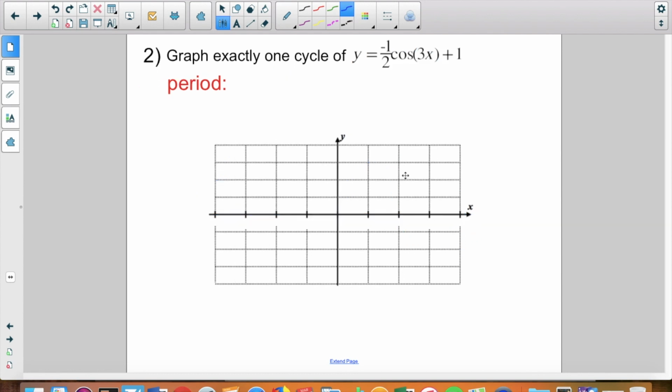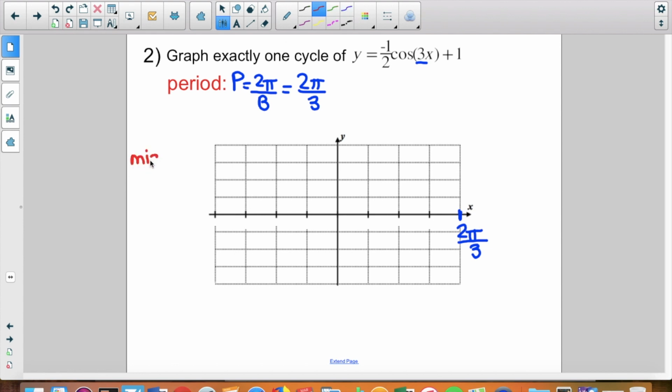Let's try another one. So it says graph exactly one cycle of this. Now it gives us a frequency, so we need to find the period. So the period is 2 pi over the frequency, so 2 pi over b, which is 3. So our fourth point, 1, 2, 3, 4, this is going to be 2 pi over 3.